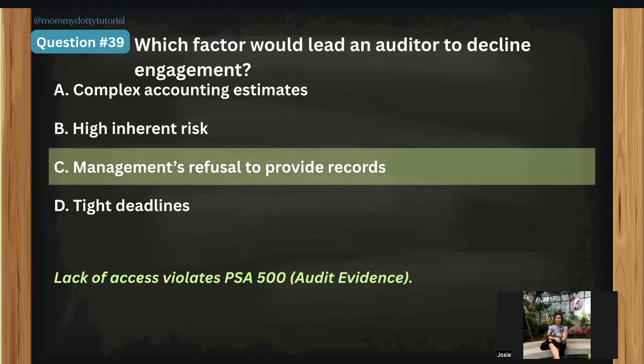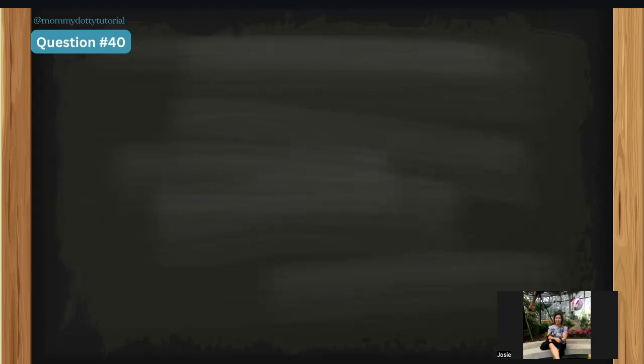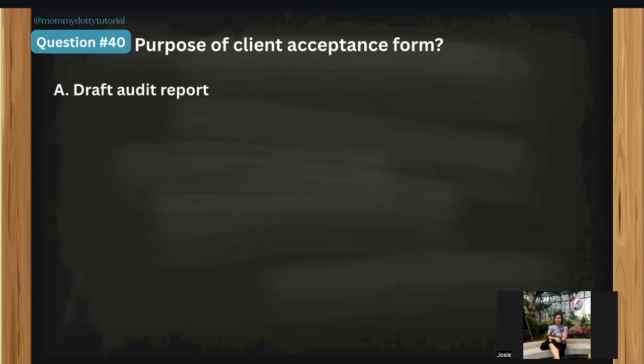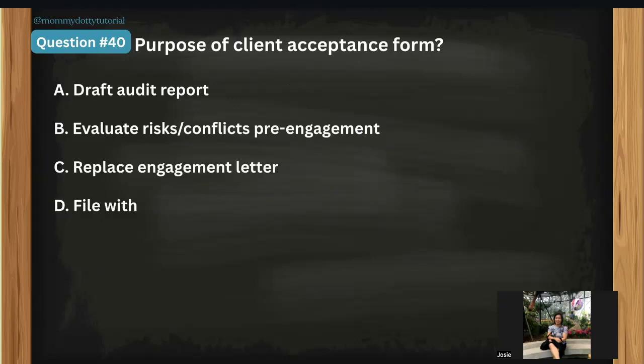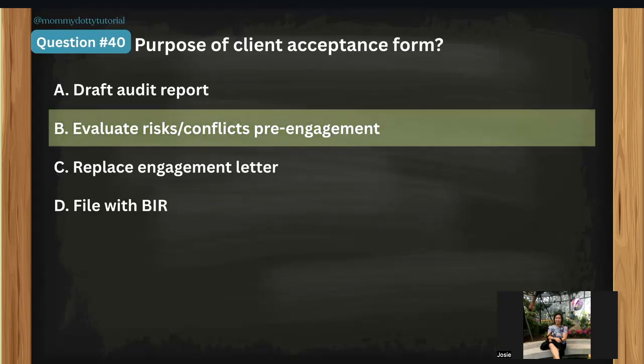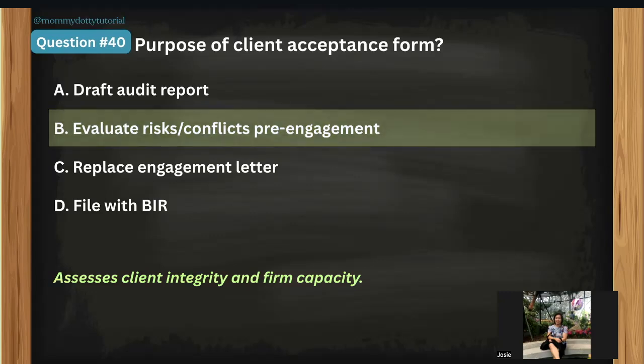Okay, our last question, question 40. Purpose of client acceptance form. So what's the purpose of client acceptance form? A. To draft audit report. B. Evaluate risk or conflicts pre-engagement. C. Replace engagement letter. And letter D. File with the BIR. So you may pause this video to think. The correct answer is letter B, evaluate risks or conflicts pre-engagement.